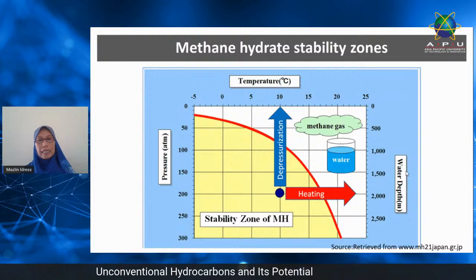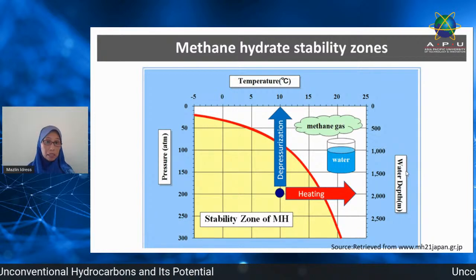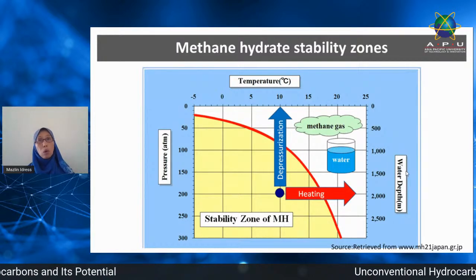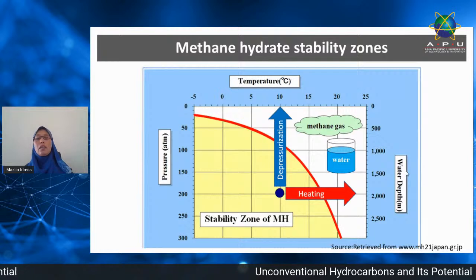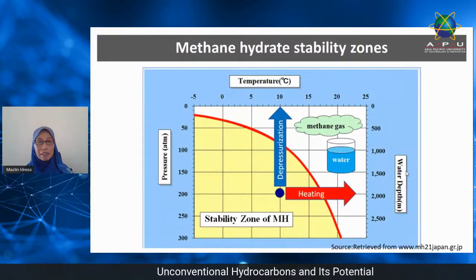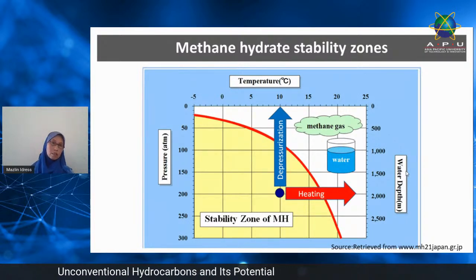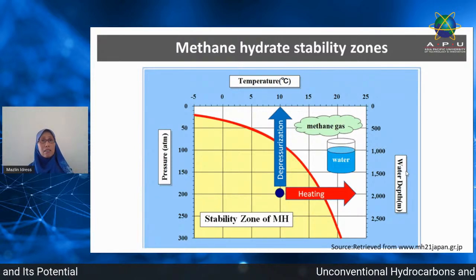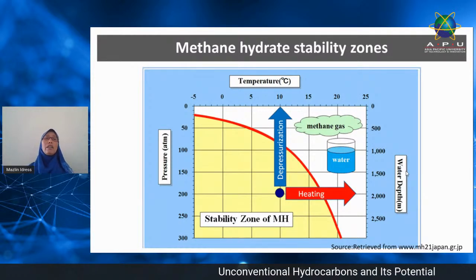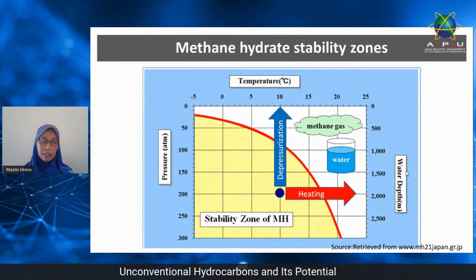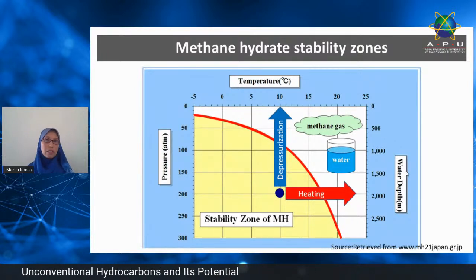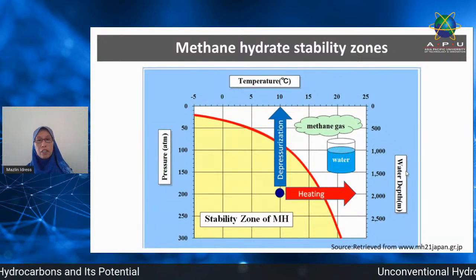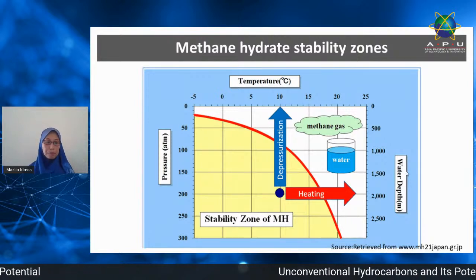So it is basically done by three methods. First is lowering the pressure of the formation. The second one is heating the formation temperature, and the third one is by injecting chemicals or inhibitors into the gas hydrate bearing area.